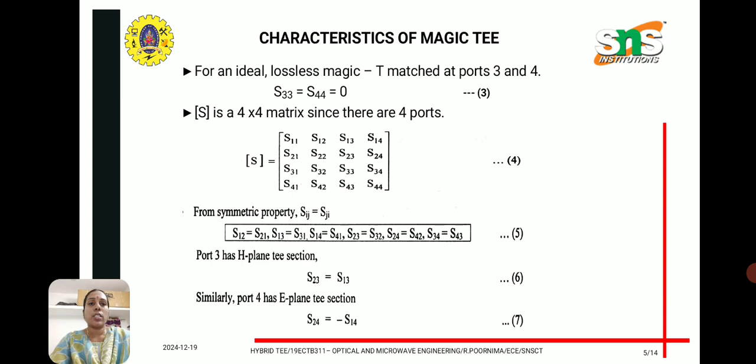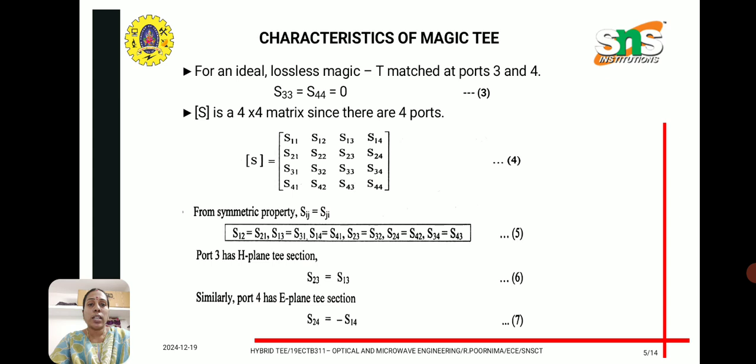By using the properties of the S matrix, we can write the 4 cross 4 matrix since the magic T has 4 ports. For an ideal lossless magic T matched at ports 3 and 4, the two parameters S33 and S44 are 0. We apply all the properties of the magic T and also the properties of S parameters. By using the symmetry property Sij equal to Sji, we can write the symmetrical elements S12 equal to S21.